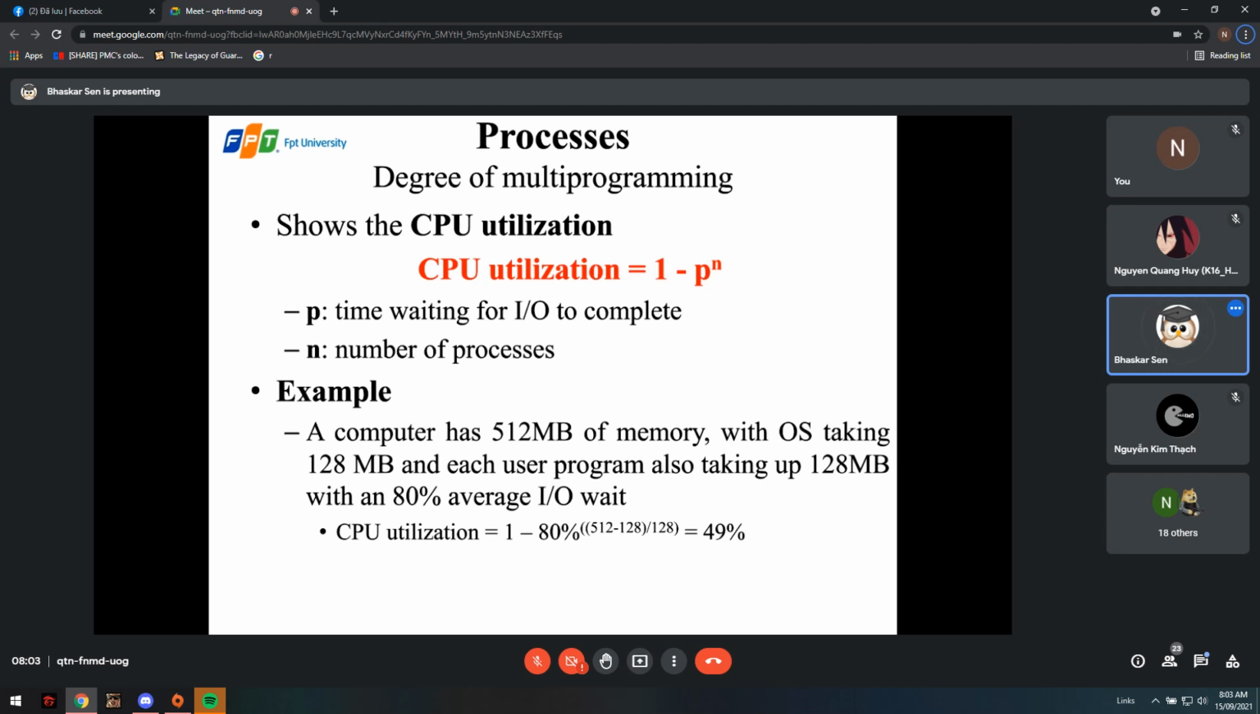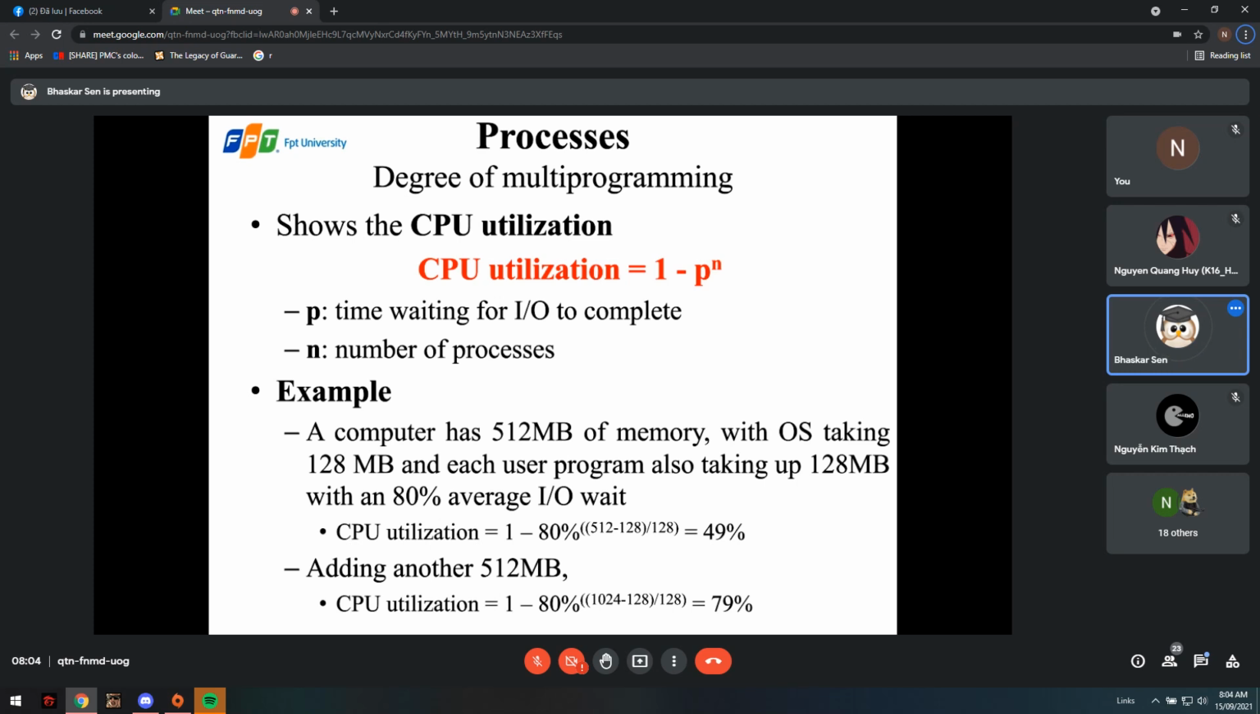Now we change the scenario. And what is the new scenario? The new scenario is we add 512 MB of extra RAM. And then we go back to do our calculation, and we find a huge jump in CPU utilization.